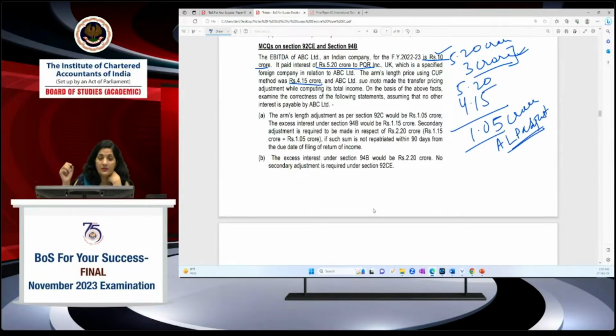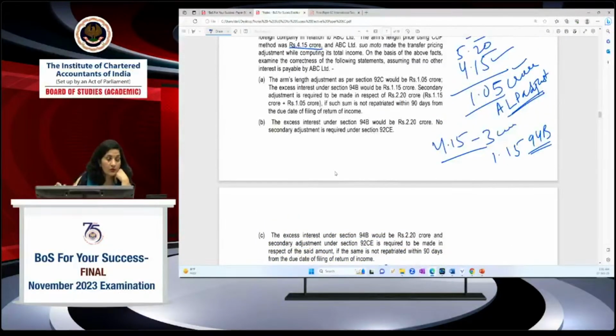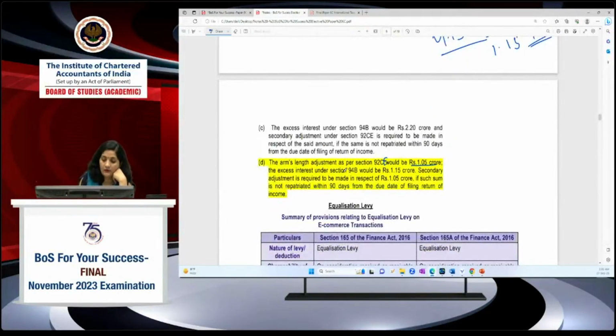जब आपने ALP adjustment कर दिया, you have to bring down your interest portion to 4.15, then you have to compare this 4.15 with this 3 crore. With this 3 को 1.15 की और 94B disallowance. So here the arm's length adjustment under section 92CE would be 1.05 crore. And then your 1.15 crore is excess interest under section 94B. So this is the correct answer.